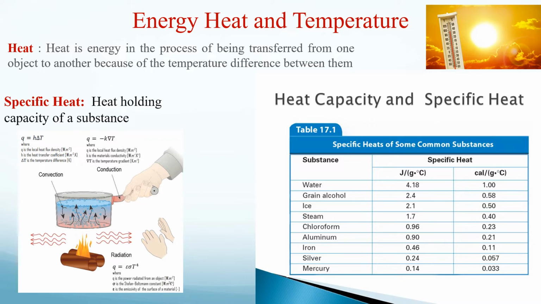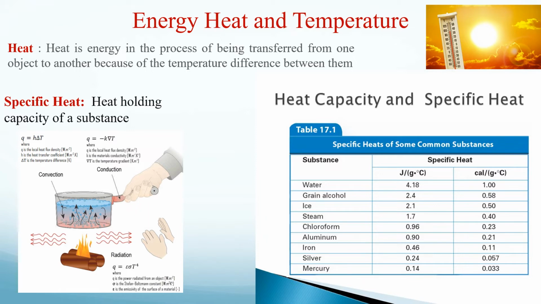Well, let's simplify it more. Specific heat is the amount of heat needed to raise the temperature of 1 gram of any substance by 1 degree centigrade. Let's make it clearer. If we heat 1 gram of liquid water on a stove, it would take about 1 calorie to raise its temperature by 1 degree centigrade. That is specific heat. So we can say that water has a high specific heat, and water has a specific heat of 1.